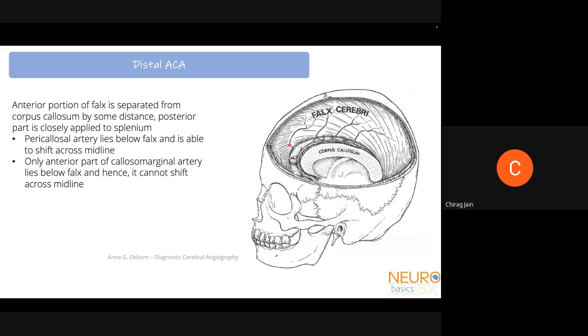But the callosomarginal artery is free only under the anterior part of the falx and not in the rest of the falx. So that is why, when there is a midline shift, only the pericallosal artery will be able to shift to one side, but the callosomarginal artery will not shift. So you can identify these midline shifts on DSA using these arteries as well.